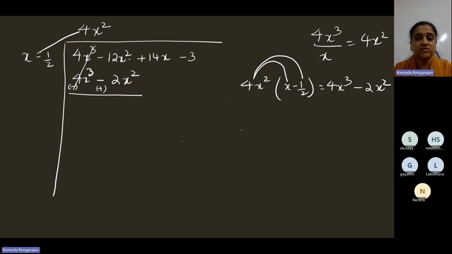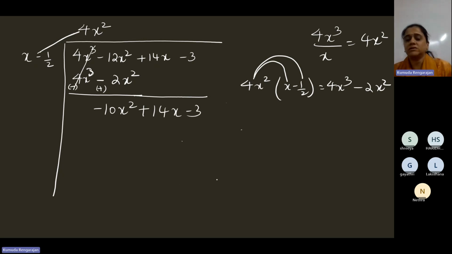Now, minus 12x squared, take the new sign. Minus 12x squared plus 2x squared. What is that? Minus 10x squared. Then bring the remaining terms down. You can bring all the remaining terms down.